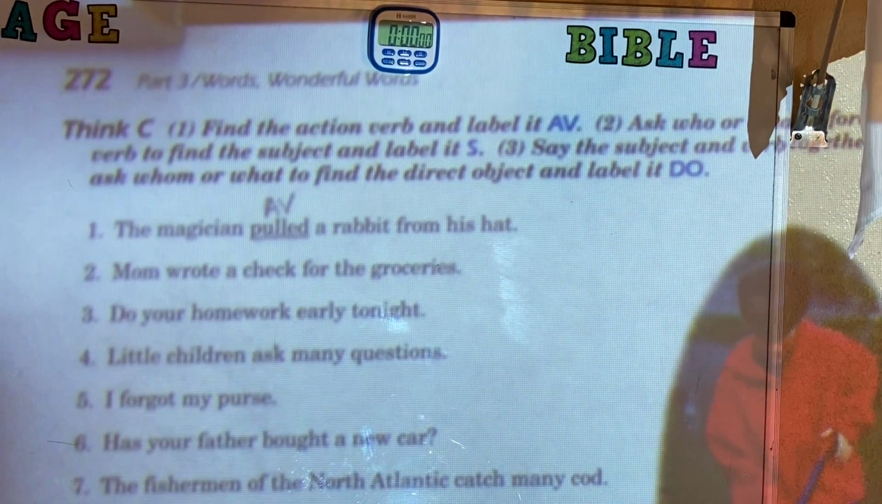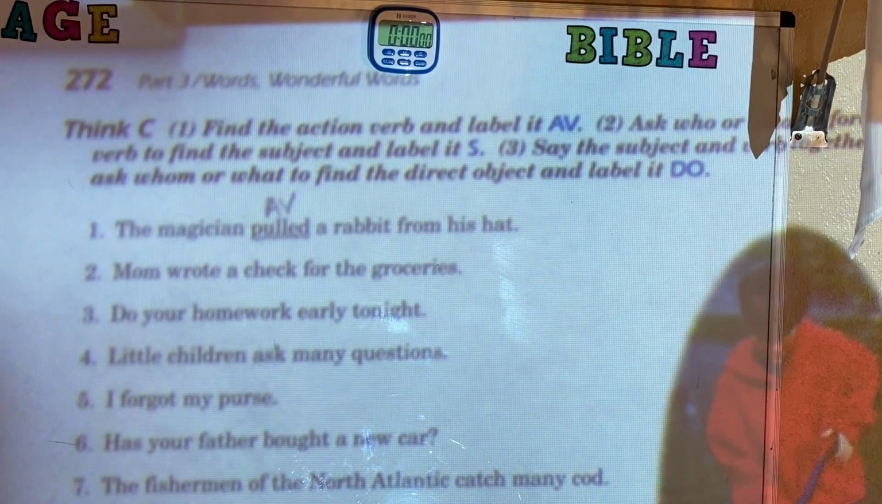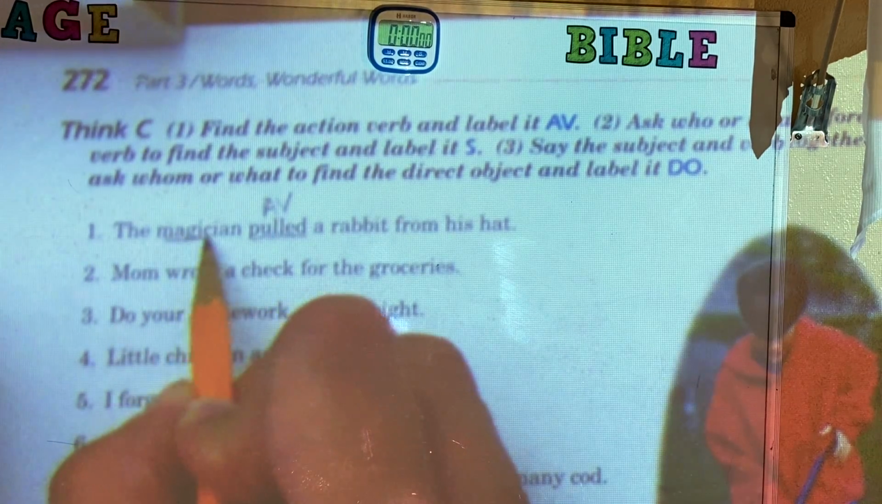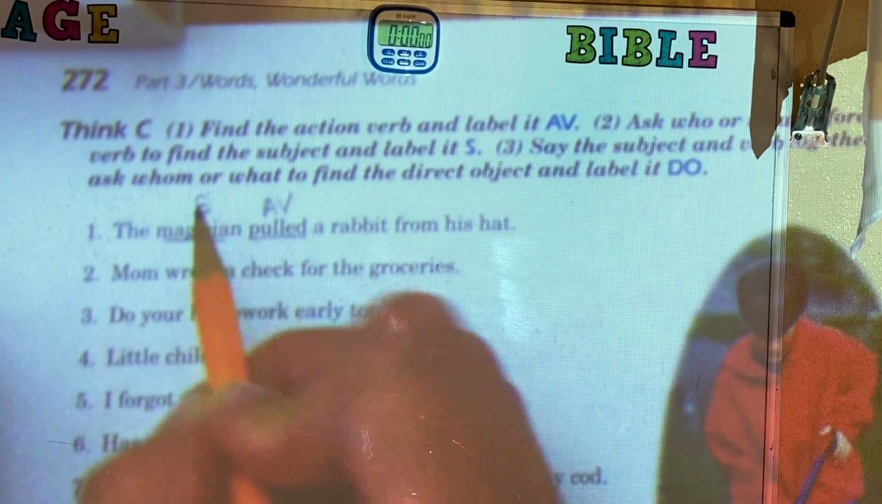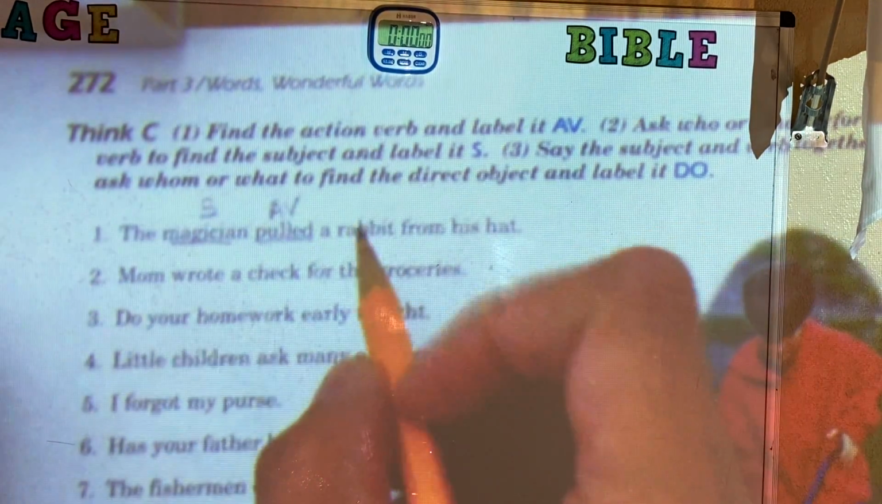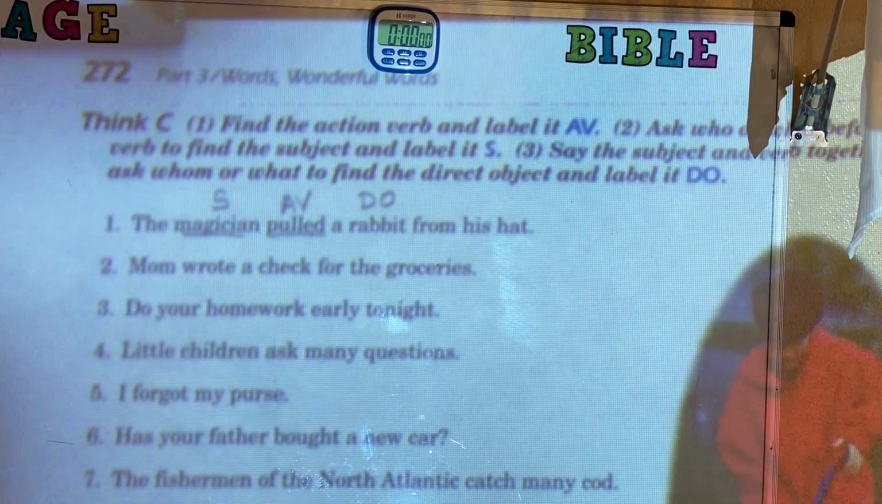Let's see, who pulled? Remember, number 2 says ask who or what before the verb to find the subject. So who pulled? That's going to be the magician, so the magician would be the subject. And the magician pulled whom or what? What did the magician pull? That's going to be a rabbit. So that would be our direct object, and we mark it with a DO.